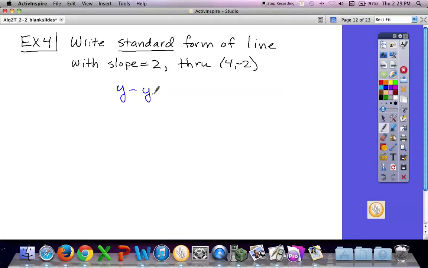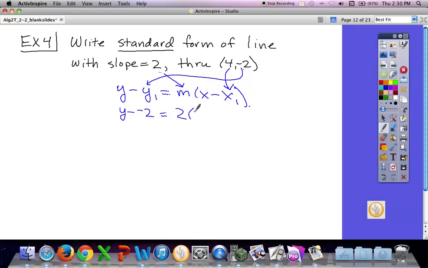y minus y1 equals m times x minus x1. Okay. And then we're going to substitute, right? The 2, the slope, is going to go here. The 4 is the x1, so that'll go here. And the negative 2 is the y1, so that will go here. Just substitute for the 3 things, right? Now you've got y minus negative 2 equals 2 times x minus 4.